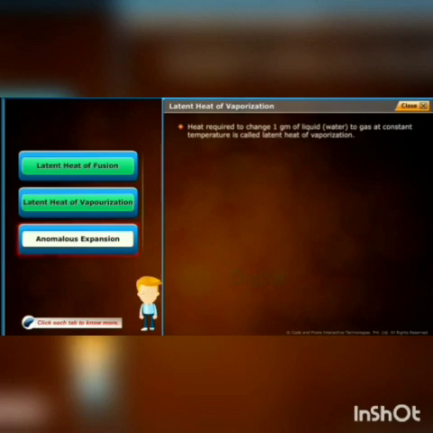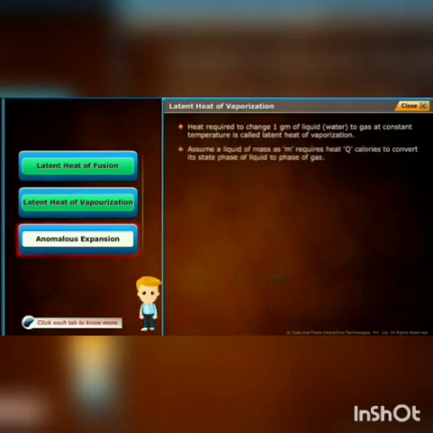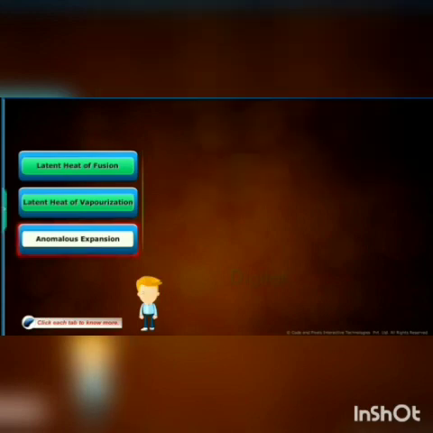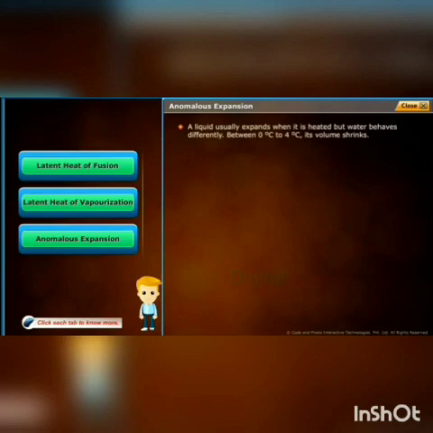Latent heat of vaporization. The heat required to change 1 gram of liquid to gas at constant temperature is called latent heat of vaporization. The latent heat of vaporization is given by the expression Q by m and it is denoted by L. The SI unit and the CGS unit of latent heat of vaporization are joules per kg and calorie per gram respectively.